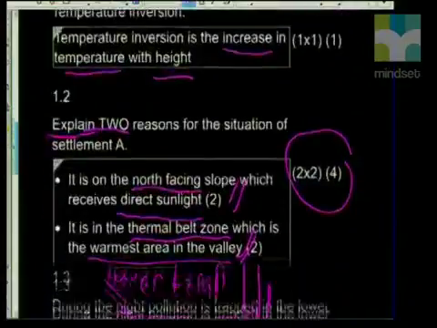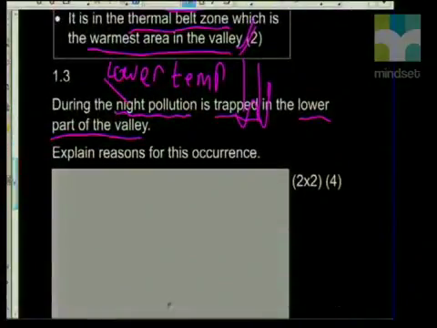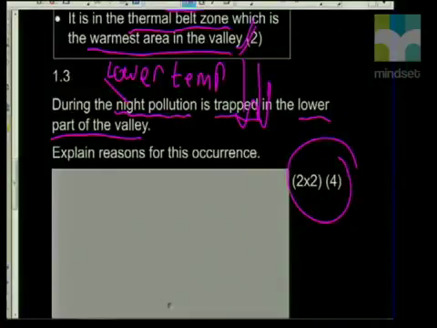Let's look at the question. Explain a reason or reasons for this occurrence. We know from the question, 2 marks each. It's 2 times 2, 2 factors or 2 reasons. Let's look at this.